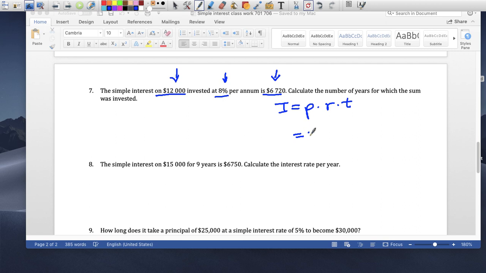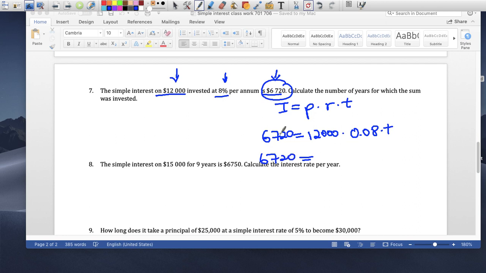So I need to find the time. The principal was 12,000. The rate was 0.08. How much time? I don't know. We're going to find that out. And how much money did I make? This is how much I made, 6,720. So if you put $12,000 and the bank gives you 6,720, for how long did you leave that money there in the bank? Might be a long time, so let's find out.